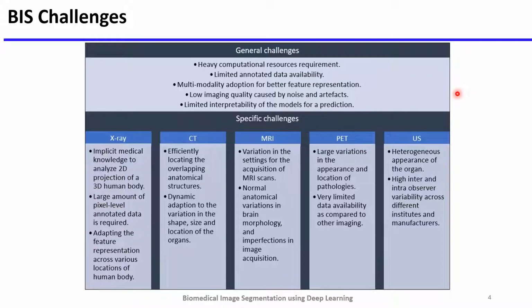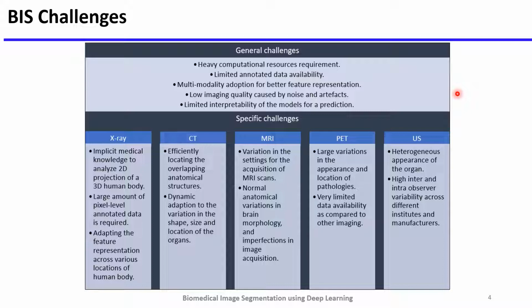So, the challenges we face while doing segmentation of biomedical images. The general challenges we can discuss here. If you are using deep learning models, and deep learning models are the best to do segmentation tasks, then definitely we must have heavy, high-end hardware devices, because we need massive computation. That is why we need heavy computational resources. At the same time, the second challenge is that the annotated data is limited, because annotation is another challenge.